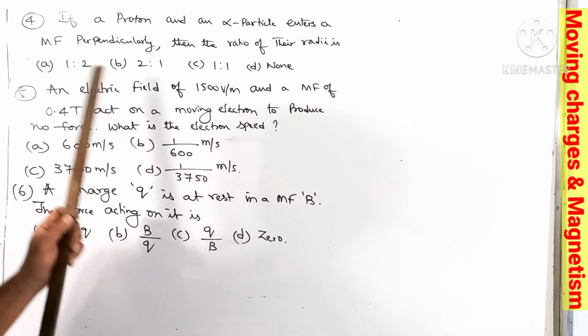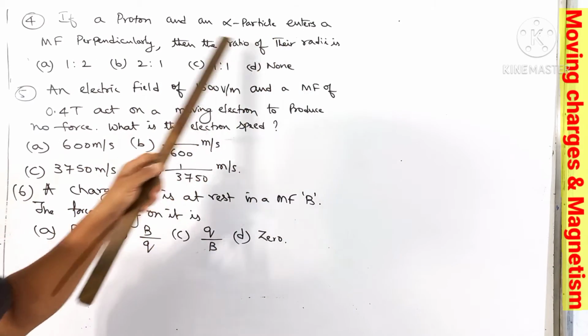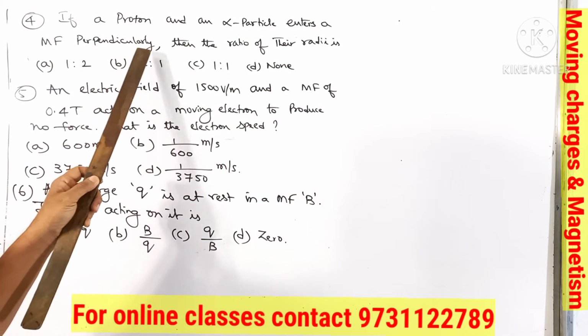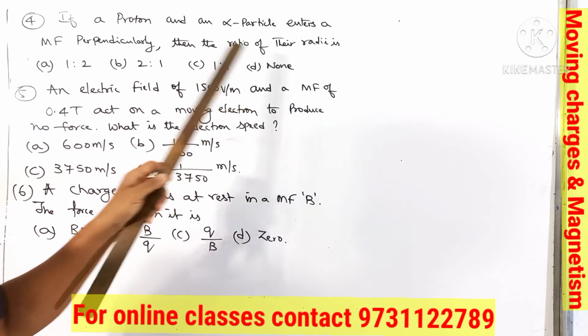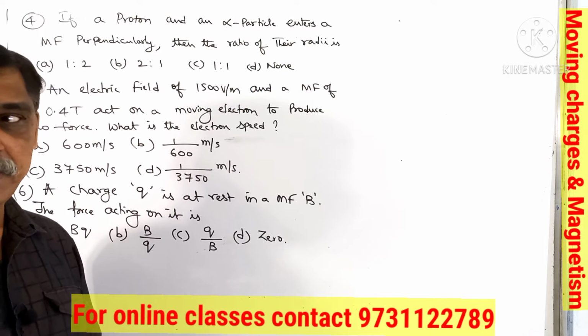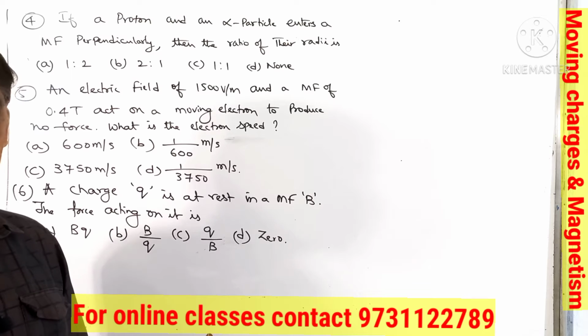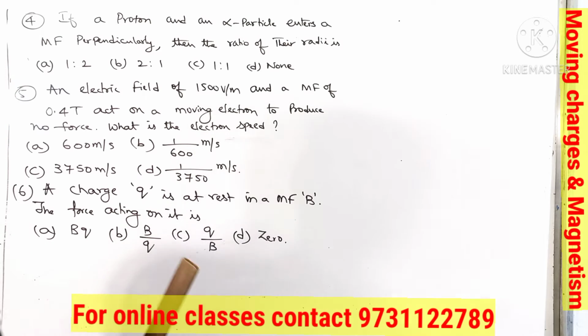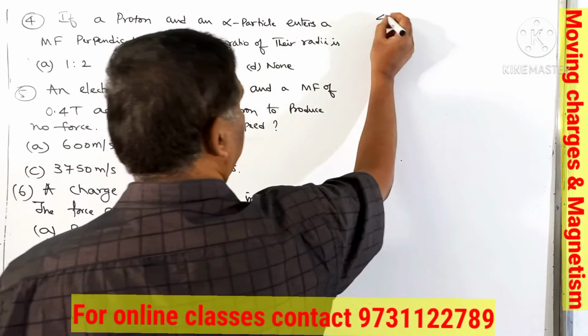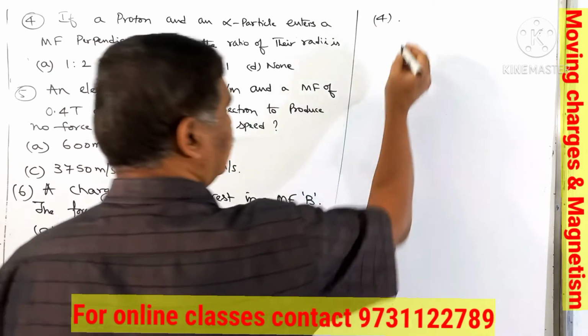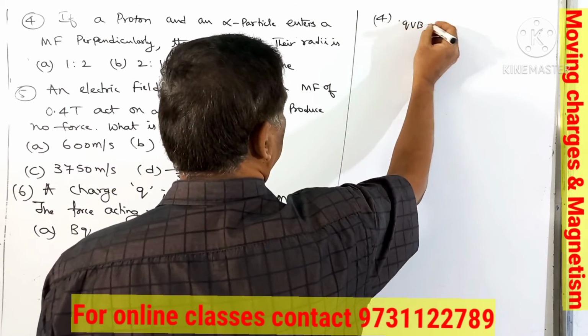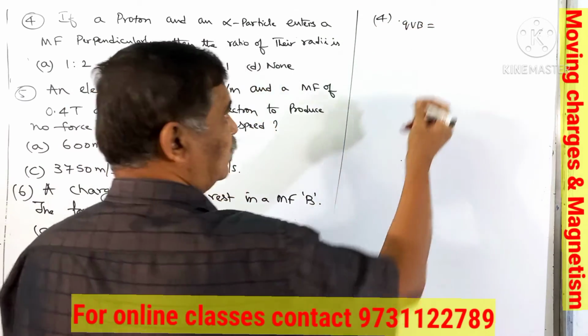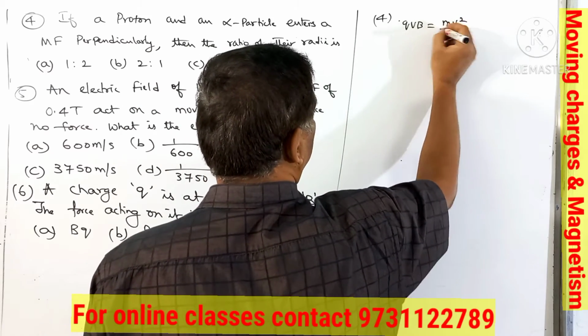The next question is, if a proton and an alpha particle enter a magnetic field perpendicularly, then the ratio of their radii is? Just recall the basic equation, F is equal to QVB, that is equal to MV square by R. If you remember this, it is fine, otherwise QVB, the magnetic force, is equal to MV square by R.